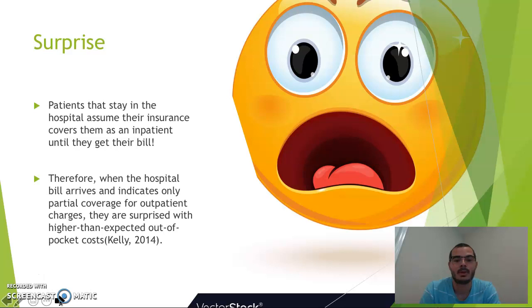Therefore, when the hospital bill arrives and indicates only partial coverage for outpatient charges, they are surprised with higher than expected out-of-pocket costs. So most of the time they are aware of their inpatient deductibles, but are unaware that they are being charged as an outpatient for the services that were provided in the hospital. And as we said before, they're unaware of those charges until they actually receive their bill.